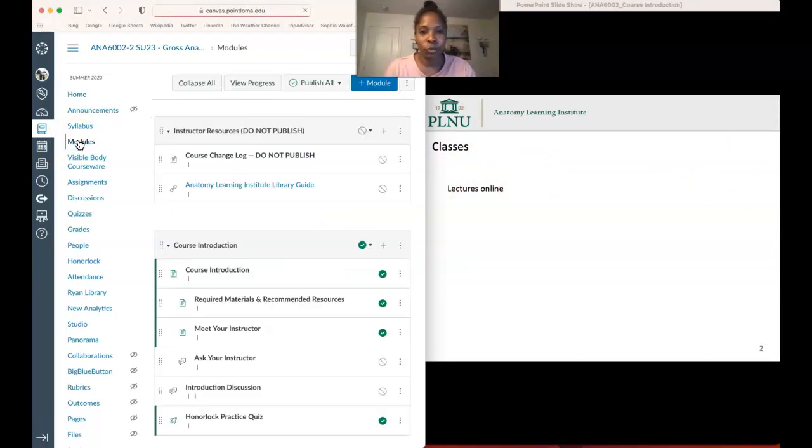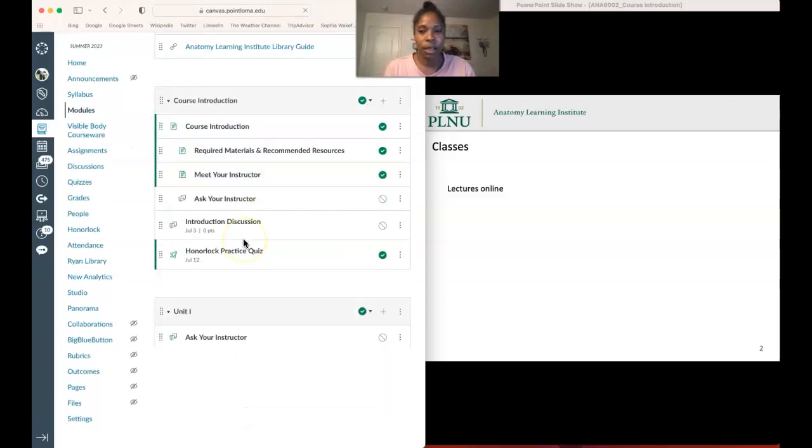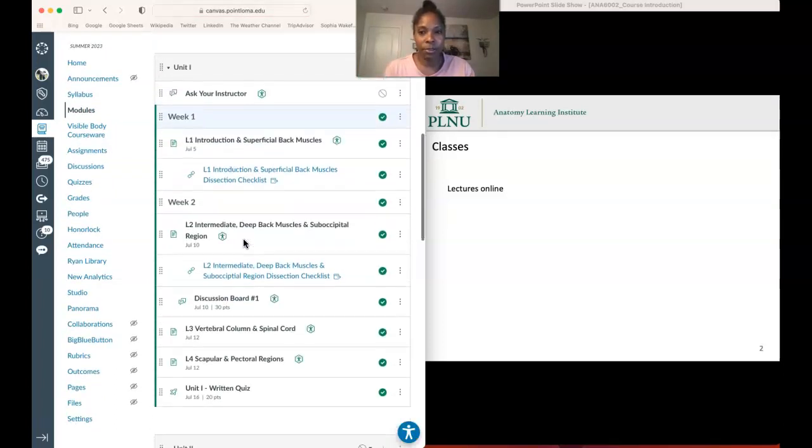So I'm moving to the module section in our Canvas course, and I'm going to scroll down to our units. And so our course will be broken down into 3 different units. Unit 1 will cover the thorax and the abdomen. Unit 2 will cover the upper extremities. The last unit will then cover the lower extremities. And then within each of those units, you'll see which week of the course we're actually on, and then anything that we want you to do within that actual week.